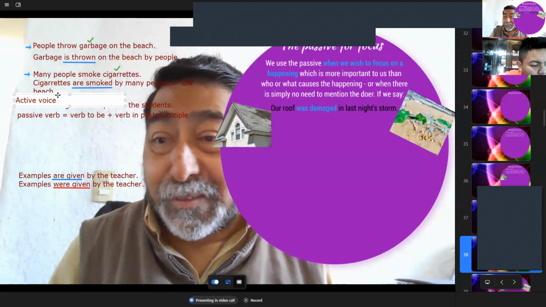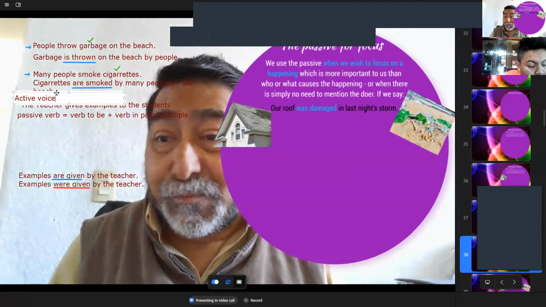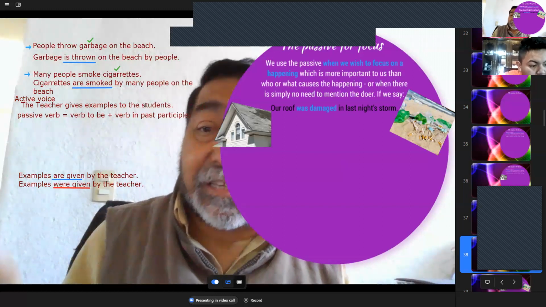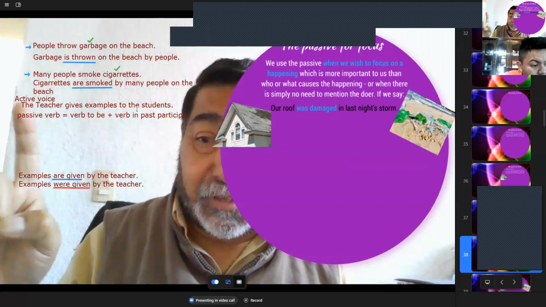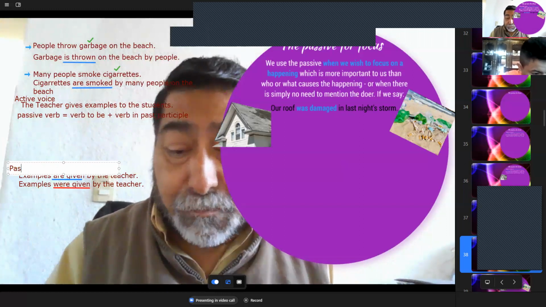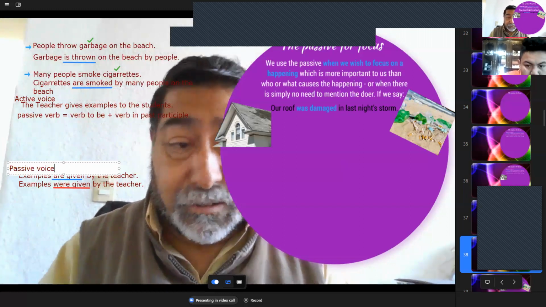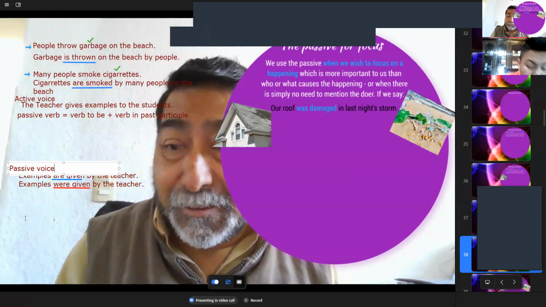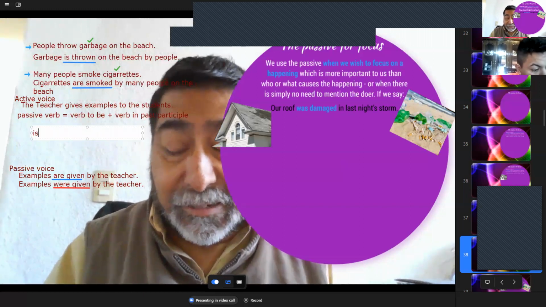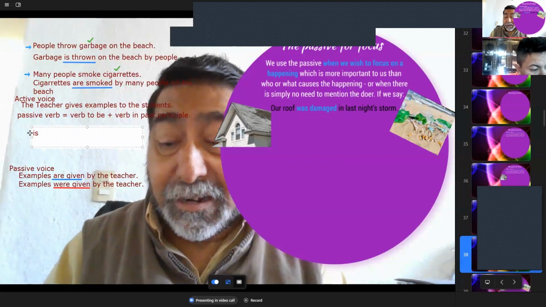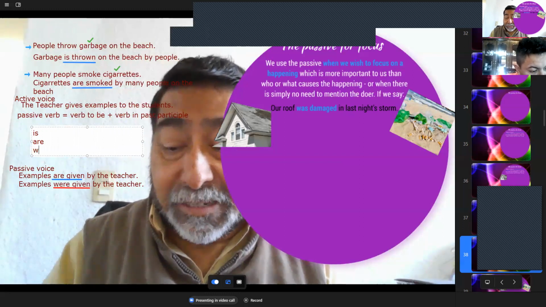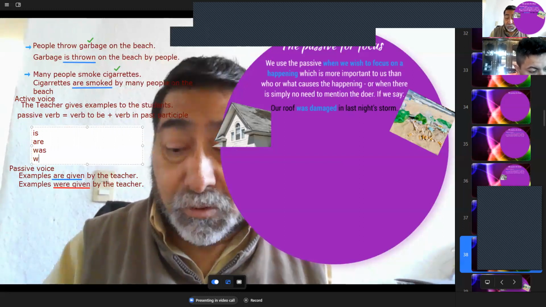So these are my examples, or these are active voice. The teacher gives examples to the students. This is active voice, and this is turned into passive voice. Now remember, we have the verb to be, is in present, are, and in the past was or were.